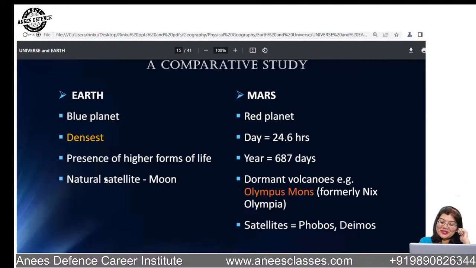We already are aware of this planet. We know this planet very well. It is known as the blue planet, the densest planet of all. It also has the presence of higher life forms. And from here begin your satellites. Natural satellites start from this part. The first two planets did not have natural satellites. We have natural satellites from the Earth. Earth has one natural satellite, that is the Moon. We've already discussed how the Moon came to be formed.